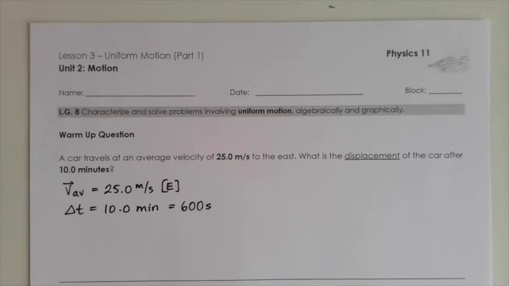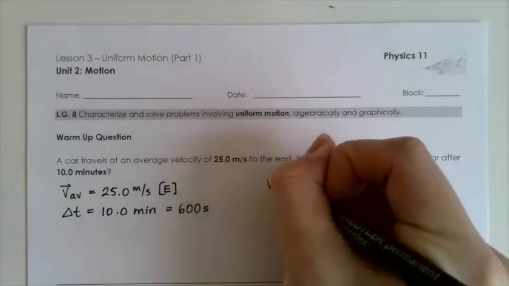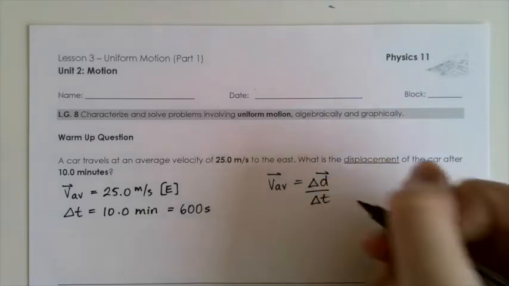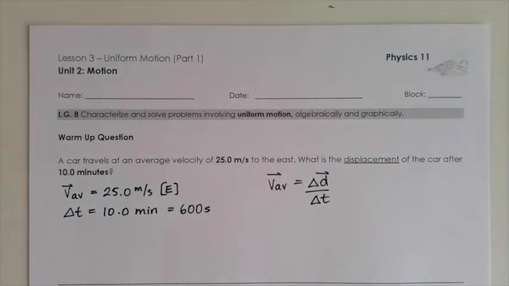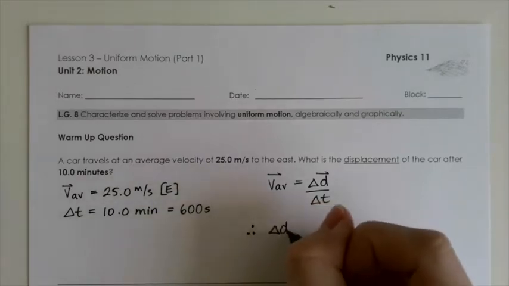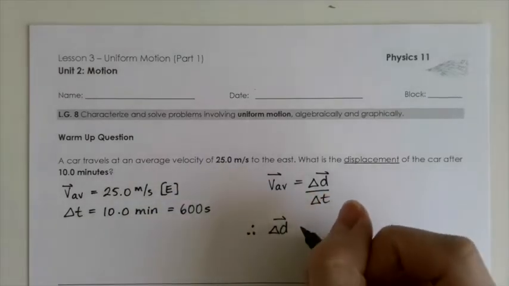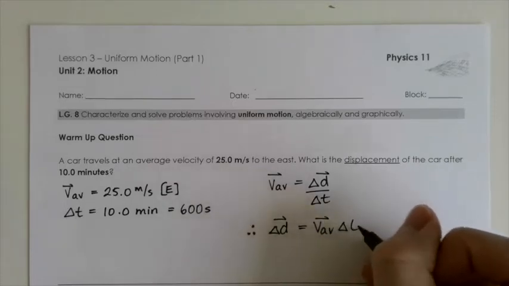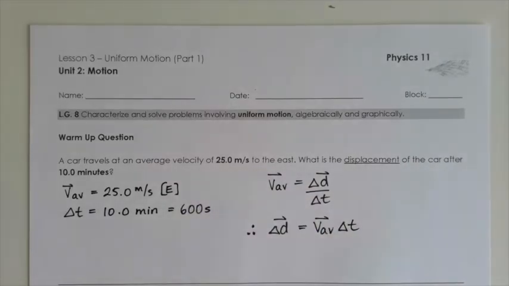They give us the average velocity of the car, and they give us the time interval of this motion, and we are to determine the displacement of the car. So we will use the formula V average equals delta D over delta T. If we're looking for displacement, we can rearrange this equation by multiplying each side by delta t, and we'll have delta d equals V average times delta t.